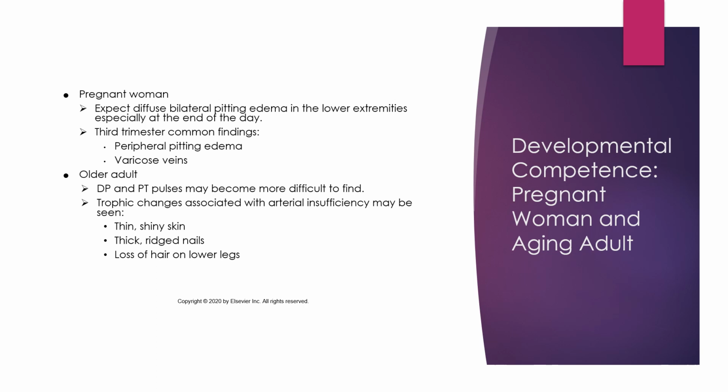And then for our aging adult, you may have some pulses that become more difficult to find. You may also have some changes that are associated with arterial insufficiency, like thin, shiny skin, thick, rigid nails, loss of hair on the lower legs. These are all things that occur normally with aging.